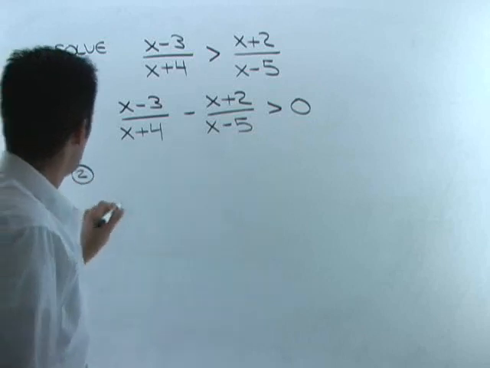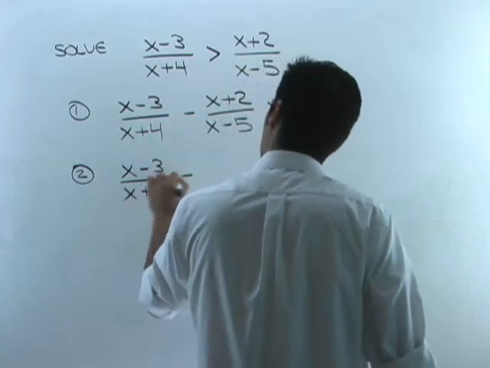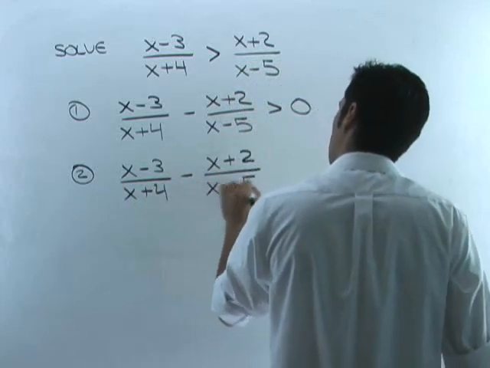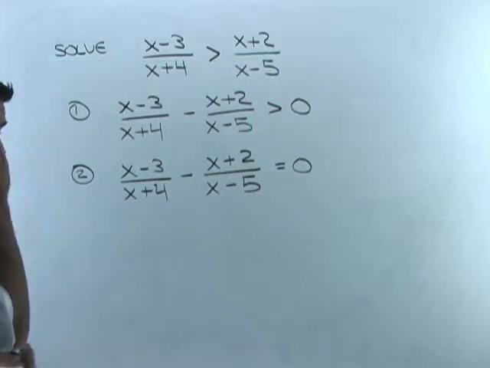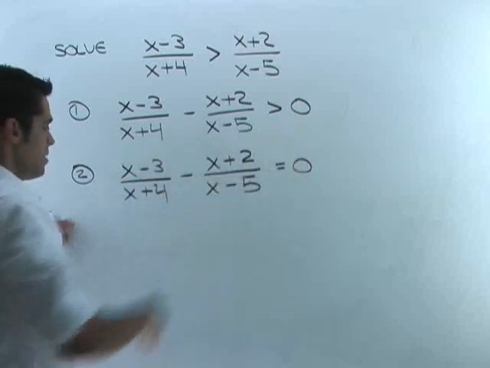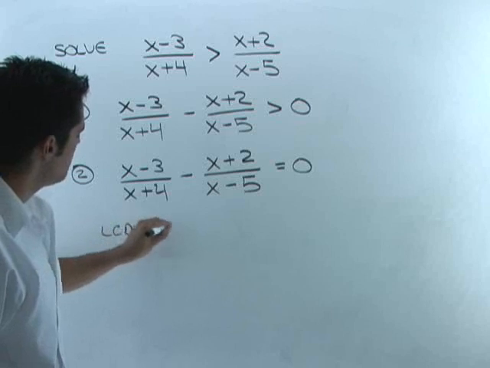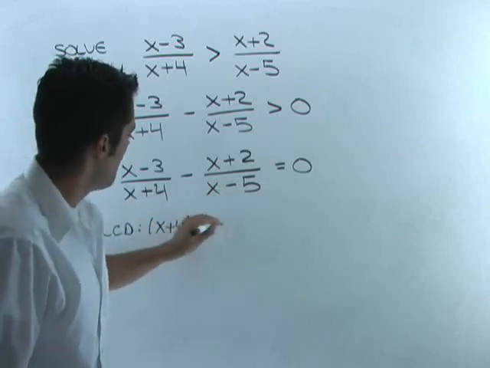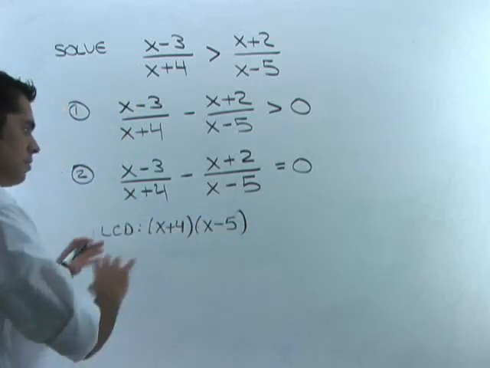Step 2, I replace the inequality sign with an equal sign, and I try and solve. Okay, to solve this, I'm going to find the LCD and multiply every term by the LCD. So the LCD here, least common denominator, is going to be x plus 4, that's this denominator, and this denominator, x minus 5.